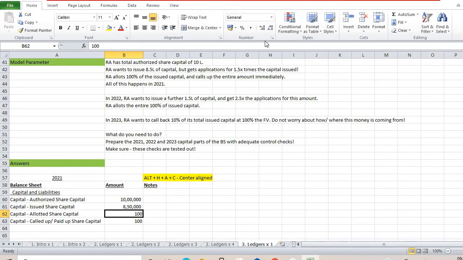Okay, allotted share capital. Now it issues 100% of the allotted share capital, which means the entire 8.5 lakhs is issued and the entire 8.5 lakhs is called up. Now my question for you guys is going to be, what is the information on 1.5x the application received?